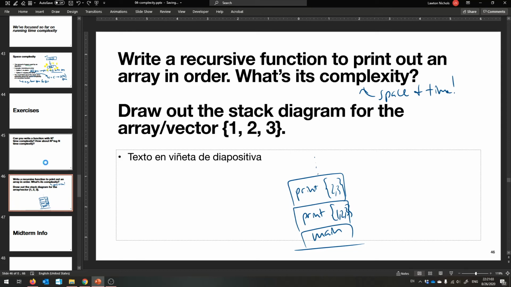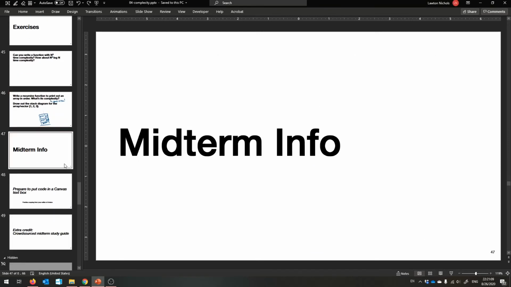And then finally, I just want to talk about the midterm, because assuming you're watching this during the correct week, there is going to be a midterm during week 6. Okay, and so this is right now week 4, assuming you're watching this in the correct week. So, how are we going to do this? Let me go to Canvas.